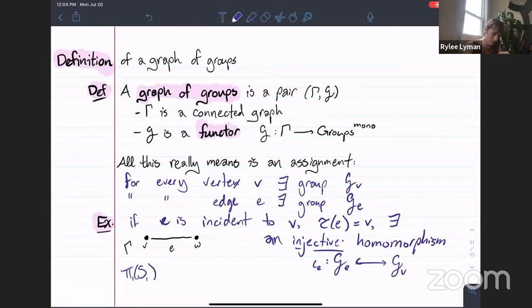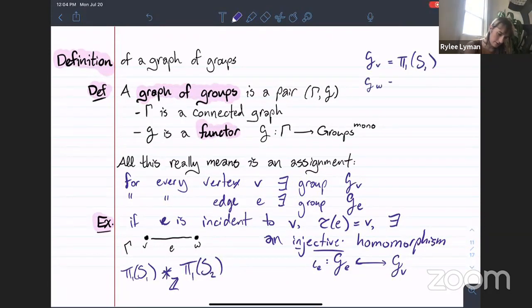So for example, for our Van Kampen's theorem, we had this amalgamated free product: the fundamental group of one component, free product, the fundamental group of the other component, amalgamated along the core curve of their intersection. I can formalize this as a graph of groups in the following way. I can set G sub V to be the fundamental group of one complement, G sub W to be the fundamental group of the other complement, and then I can set G sub E to be an infinite cyclic group, and then the maps from G sub E to G sub V. I'm going to orient my edge this way. This could be the inclusion.